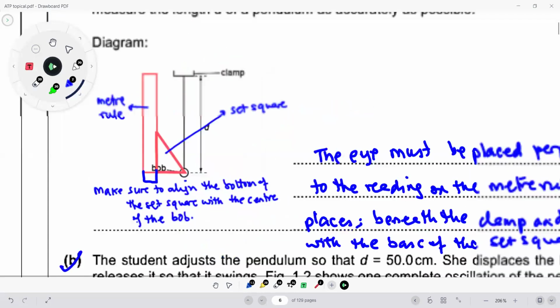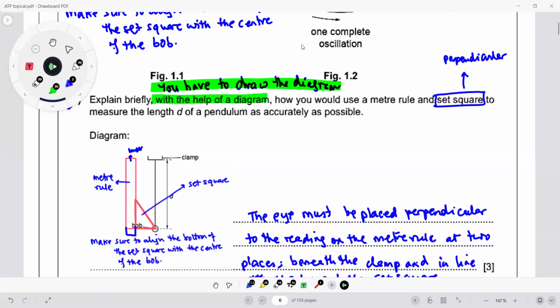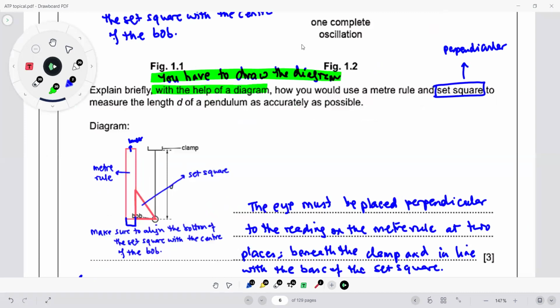Now it says, explain briefly. So the command word is explanation with the help of a diagram. When it says with the help of a diagram, you have to, no matter what you feel like, draw the diagram. कई बार diagram में छोड़ देना, option होता है, but when it says diagram is necessary, it tells you as accurately.